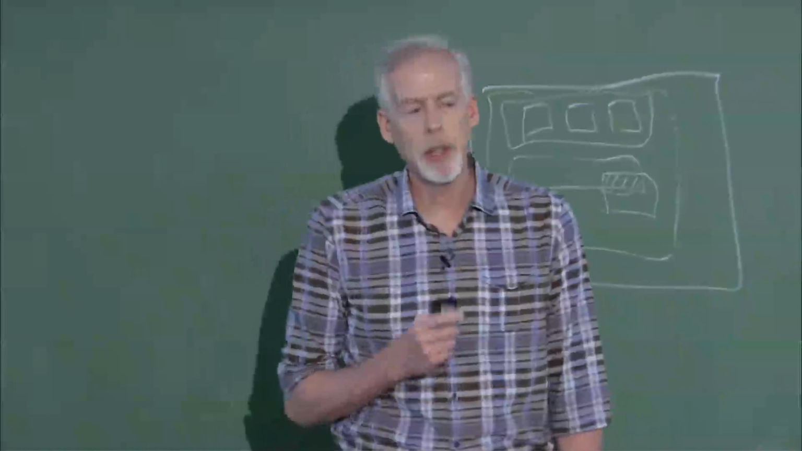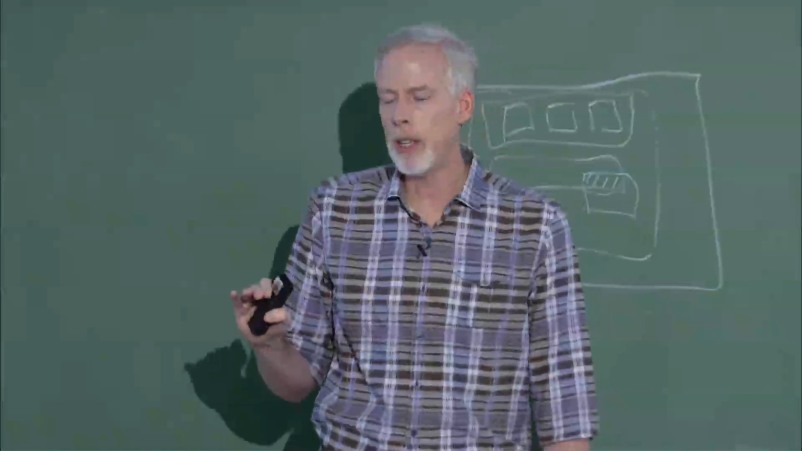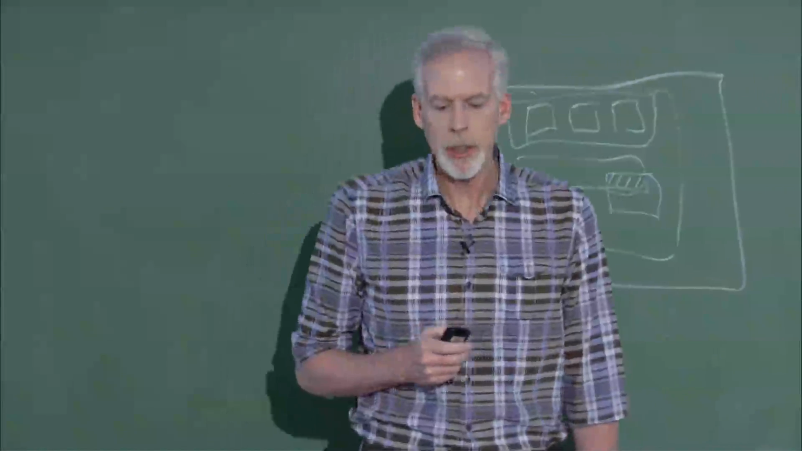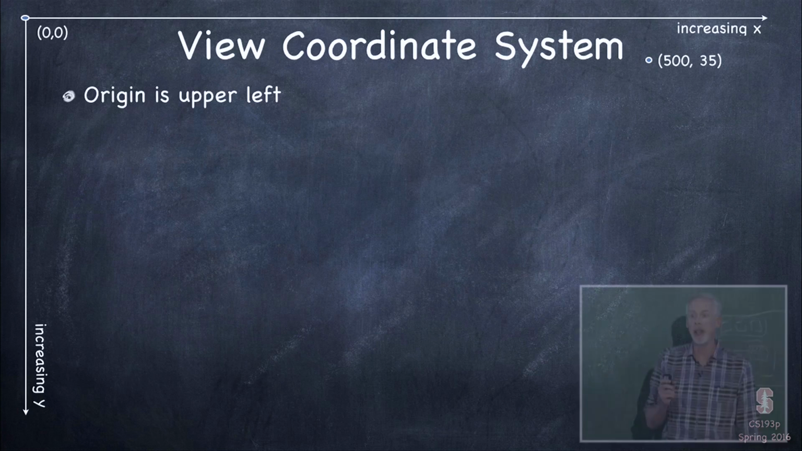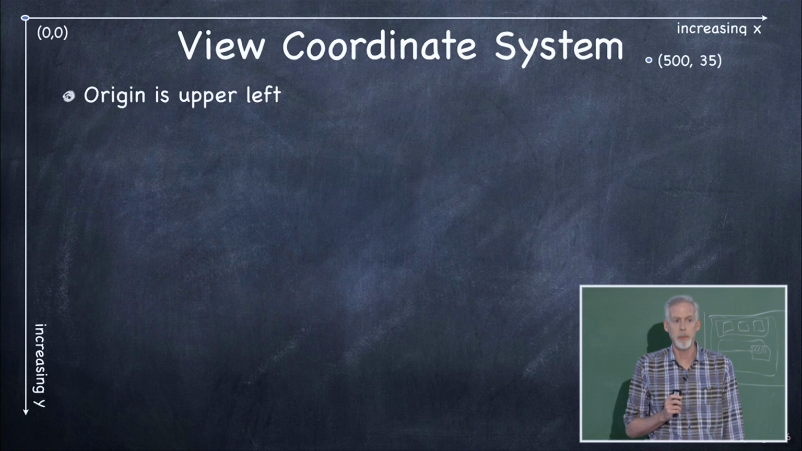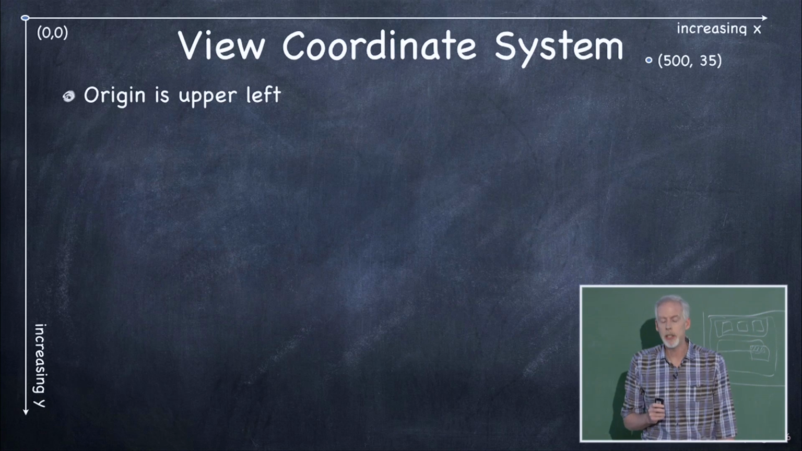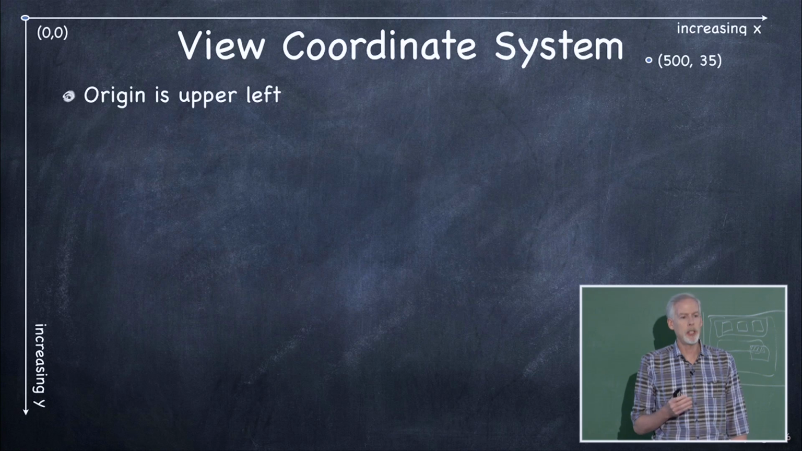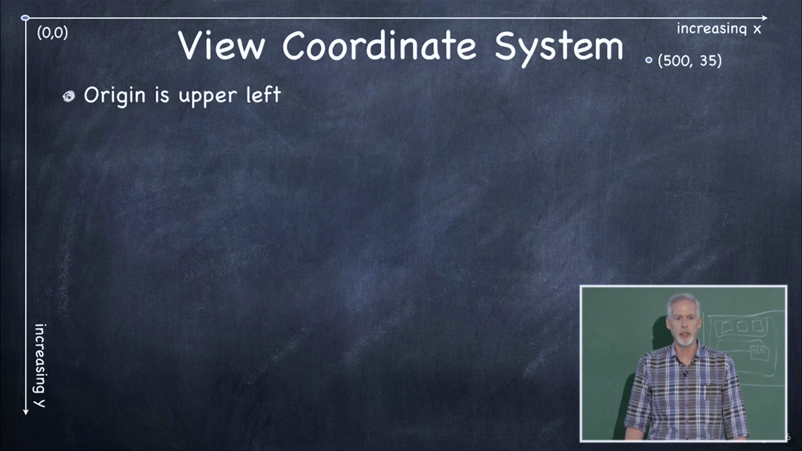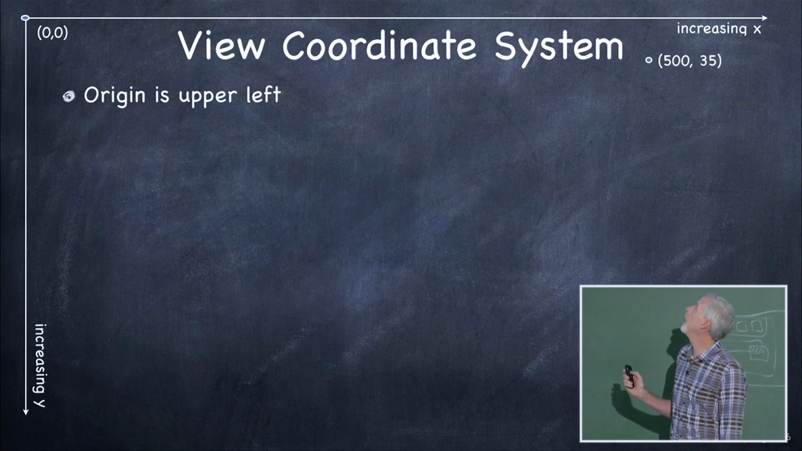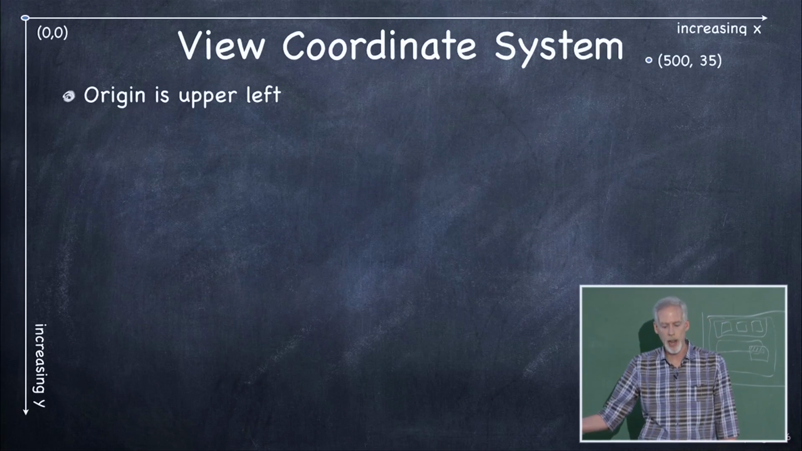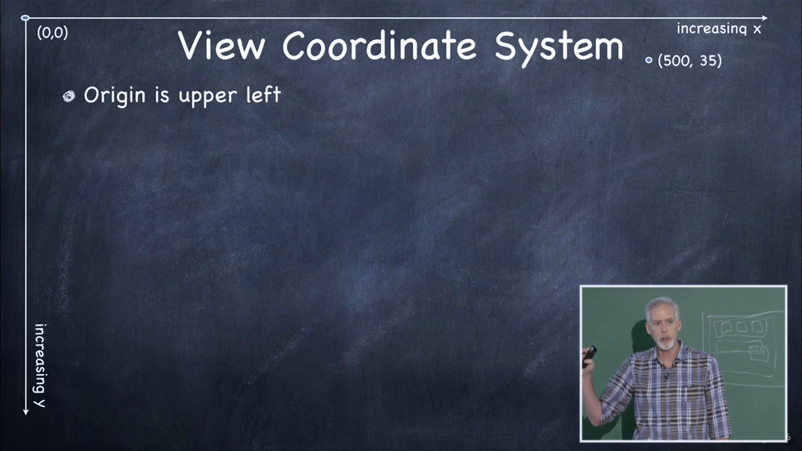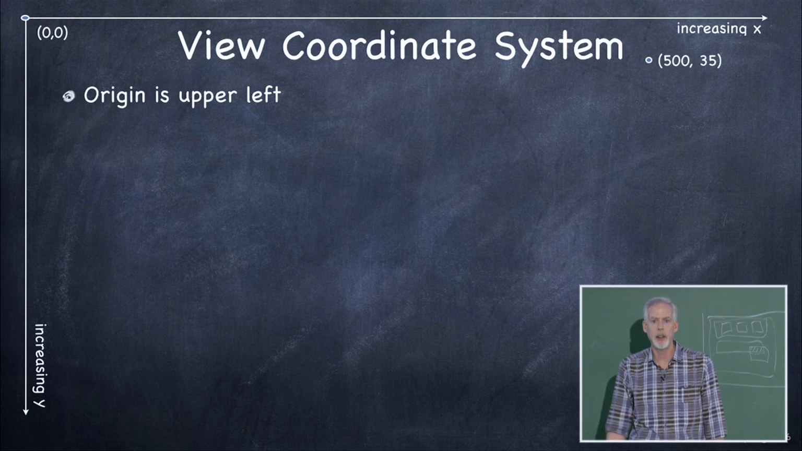All right, let's talk about the coordinate system we're going to draw in our view. Okay, the origin is in the upper left. It's not lower left like Cartesian coordinates or like the Mac. When you draw on the Mac, if you're building a Mac app, it's in the upper left. So that means increasing y means you're moving down the screen. Okay, so if you look at this point I created up here, 500, 35, notice it's 500 over in x, but only 35 down in y. That's why it's way over on that side there.